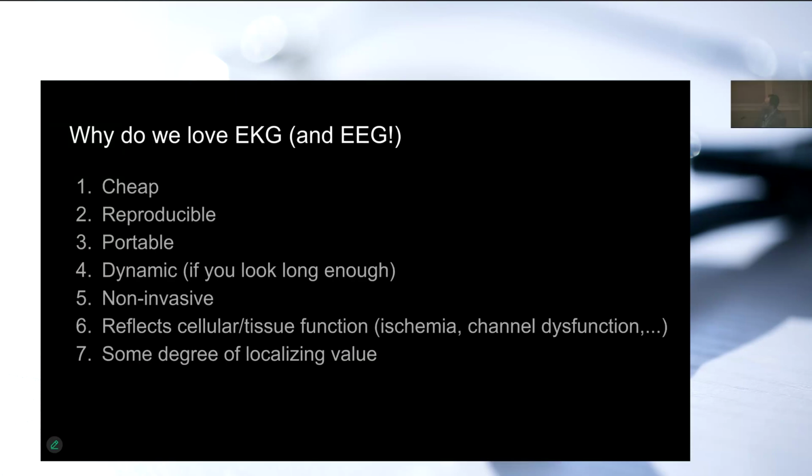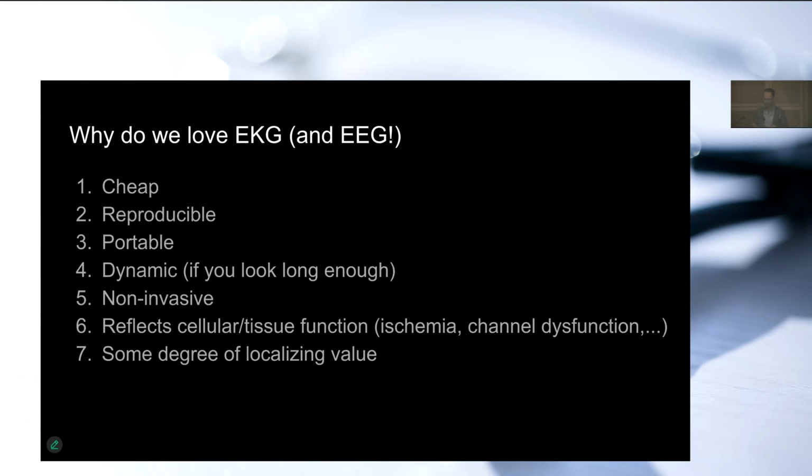All right, so why do we like EKG and EEG? They're the same. They're cheap, they're reproducible, it's portable, you can move a device easily, it's dynamic. If you strap on a Holter, you get a long notion of someone's cardiac rhythm. If you put an EEG on for 7 days, you can capture multiple seizures, you can see sleep-wake cycles, you can see all sorts of interesting things. It's non-invasive. Okay, maybe you could debate whether pulling hair off with stickers is invasive, but we agree it's non-invasive. It reflects cellular and tissue function, ischemia, channel dysfunction. Both of those things can be identified in both EEG and EKG.